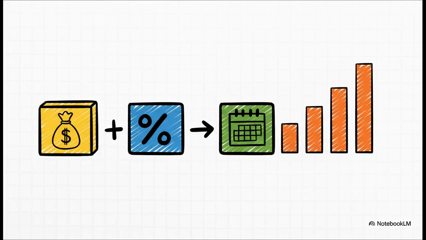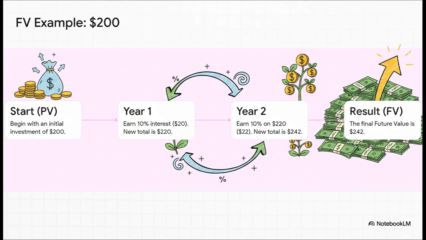And what's so cool is that you only need these three little ingredients to basically see into the financial future. First, you need your present value, or PV for short. That's just the cash you're starting with. Next up, you need the interest rate, which we'll call I/Y. And finally, you need N, which is just the number of periods. Usually years, you're going to let it grow. And that's it.